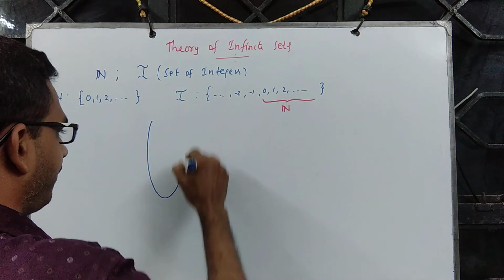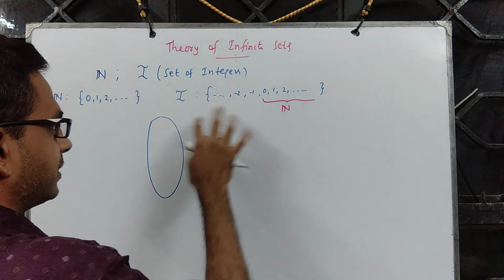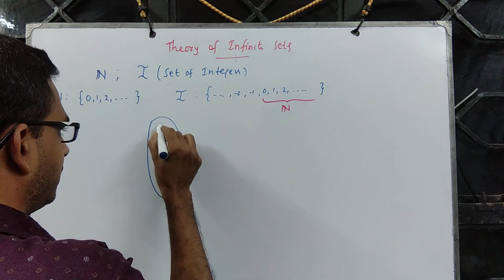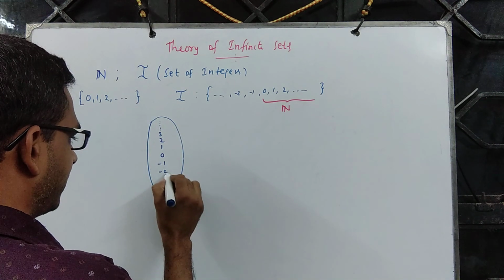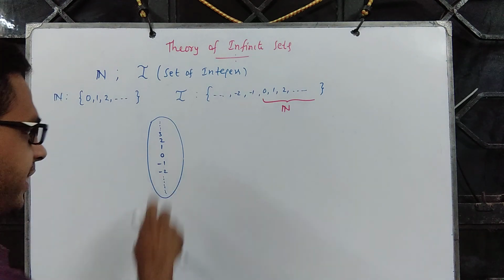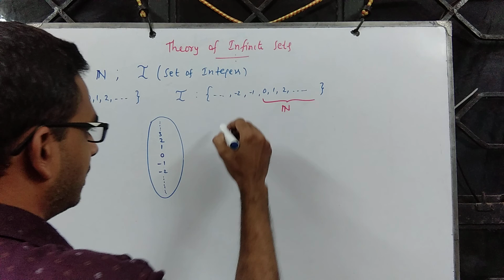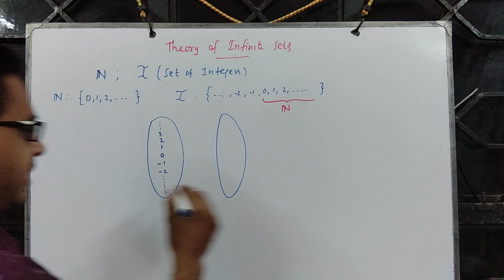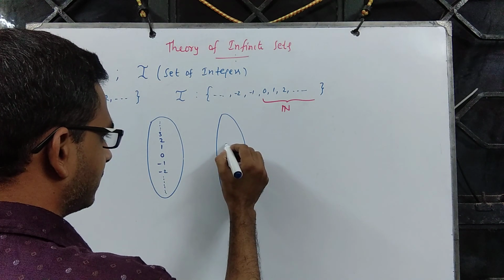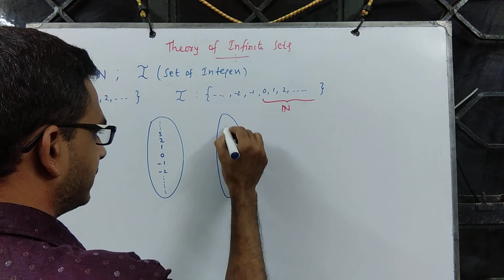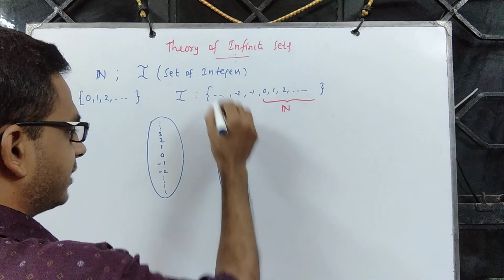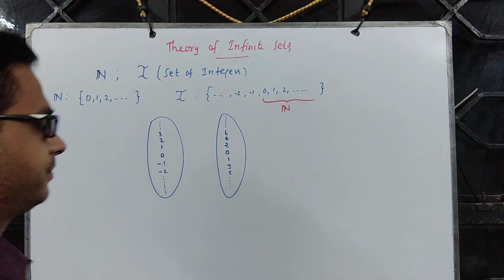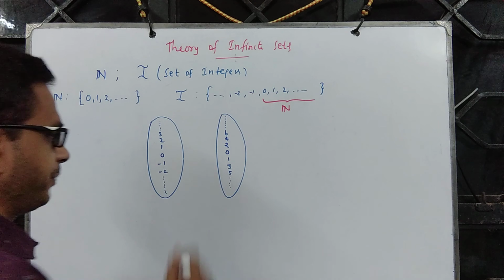So what we will do, we will arrange I like this: 0, 1, 2, 3 on this side, -1, -2 on this side. Just for my convenience, I am listing like this so that it's easy to visualize the mapping. The natural numbers, let me list like this: 0, 2, 4, 6. Even natural numbers on this side, odd natural numbers on this side. Now here is a mapping.